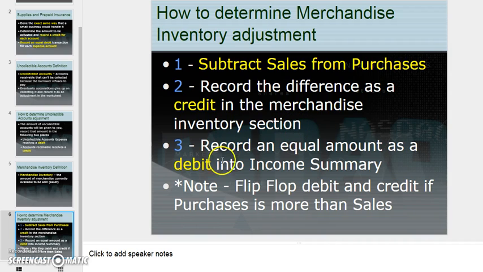We also record an equal amount as a debit in the income summary section. Notice this little note right here. If purchases is more than sales, we want to flip-flop these numbers. So if we bought more than we sold, we flip-flop it. And now merchandise inventory becomes a debit, income summary becomes a credit. So you first have to subtract these two and figure out which is higher, sales or purchases, and then you have to record them in the correct spot.